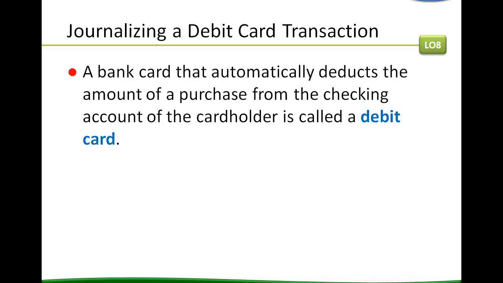A bank card that automatically deducts the amount of a purchase from the checking account of a cardholder is called a debit card. I'm going to assume that most of you in the room have a debit card in your possession. I have the debit card. It goes directly to my checking account at the bank. That's how I pay for a lot of things. You just have to keep track of what you pay for. You have to keep track of where you use it.